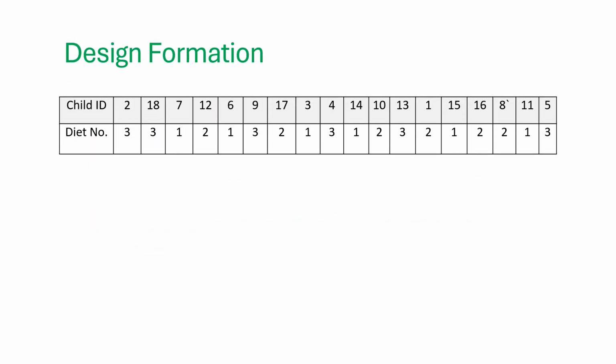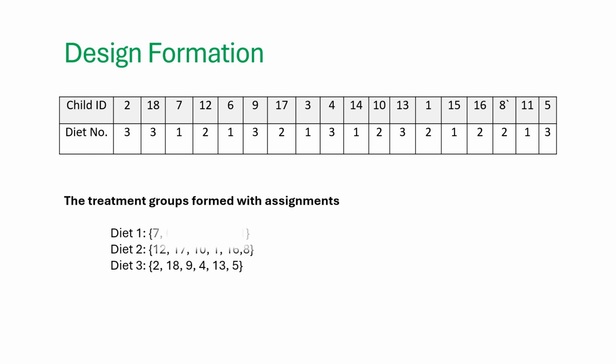Then you can finally get a data sheet of this kind. This is simply an allocation, not a final data to be analyzed. You cannot analyze this; there is no meaning in analyzing this one. This is simply the allocation. You can see that child number 2 is given diet number 3, child 18 is given diet 3, child 7 is given diet 1. Probably this will be more beautiful to see and to understand the data clearly. Diet 1 is given to children 7, 6, 3, 14, 15, 11. Diet 2: 12, 17, 10, 1, 16, 18, and so on.